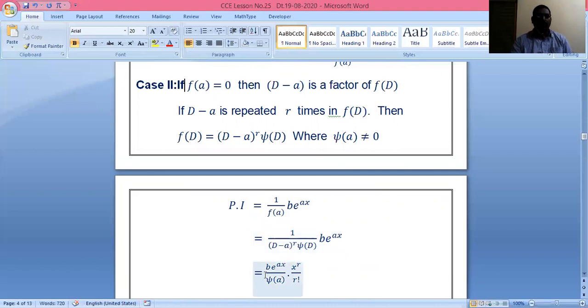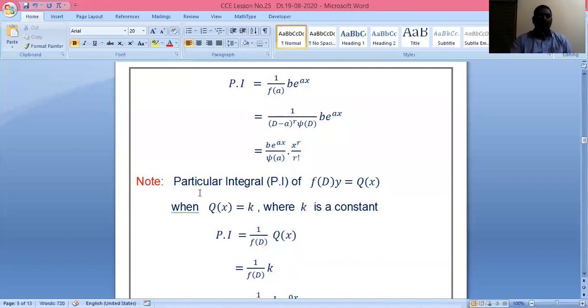That is equal to b e^(ax)/psi(a), since psi(a) is not equal to 0, into 1/(D - a)^r e^(ax). By putting a here, we get this value is 0. Therefore, in this type of equations, we can write x^r/r factorial.